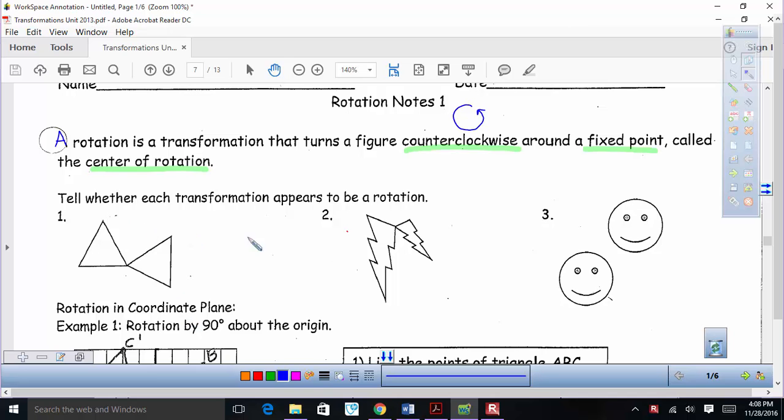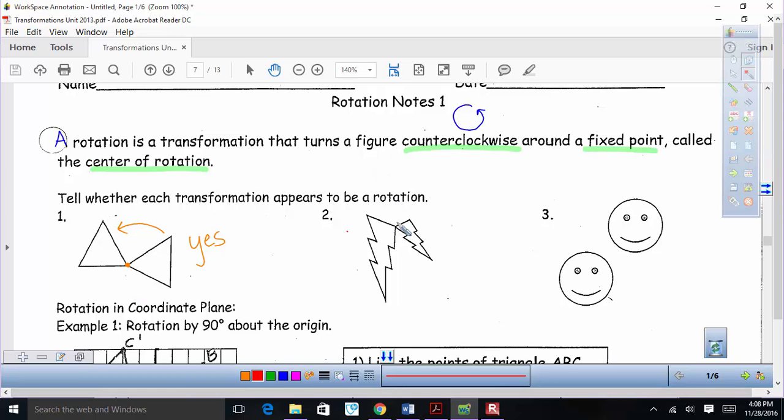So we'll use that in numbers 1 through 3. In number 1, we're going to first look for a fixed point, and so this could be our fixed point here. We want to see if this is able to rotate counterclockwise and become that. And it appears that this could rotate and become this figure. So this one would count as a rotation because it is able to rotate around this fixed point.